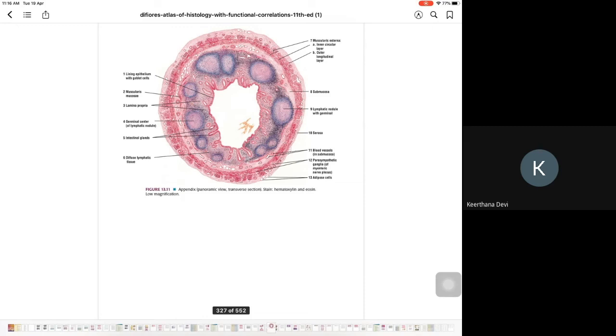Appendix is a hybrid of small and large intestine. It will have mucosa like a large intestine, no villi, whereas in the lymphoid aggregates, it will be like an ileum. In the appendix, again grossly looking at the slide, you can see the whole section.